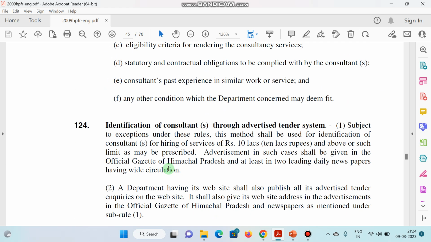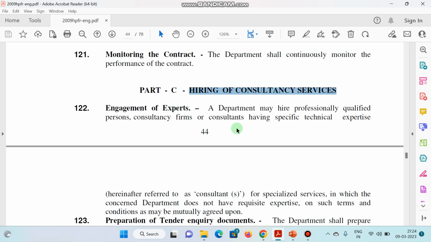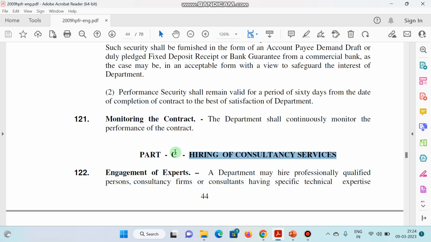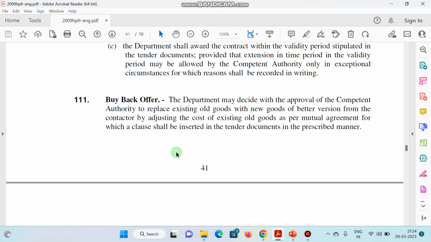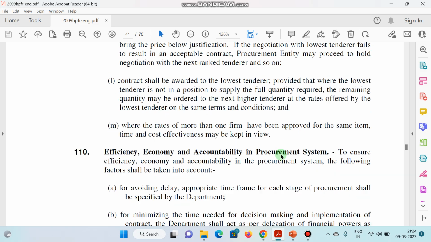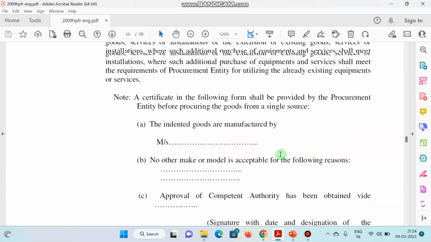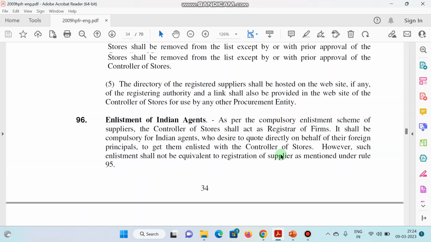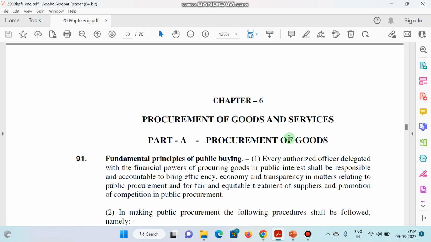What is this consultancy services? As you can see, part C of what? First of all, we have to see what is part C, and it is included in which type of rule. Here you can see part B, contracting and outsourcing of services. Let's see now what is part A. Here it is, part A deals with the procurement of goods.